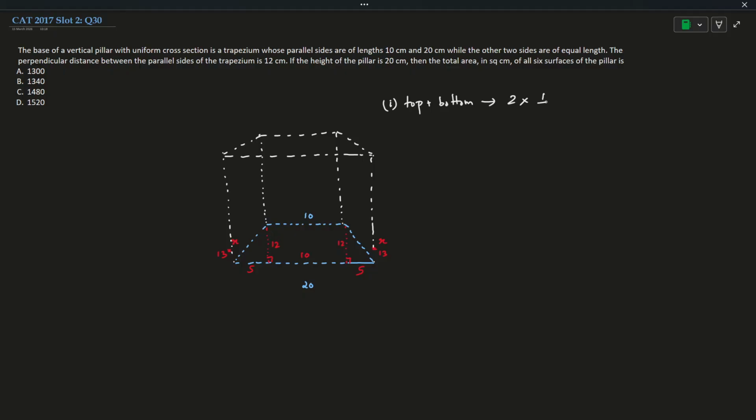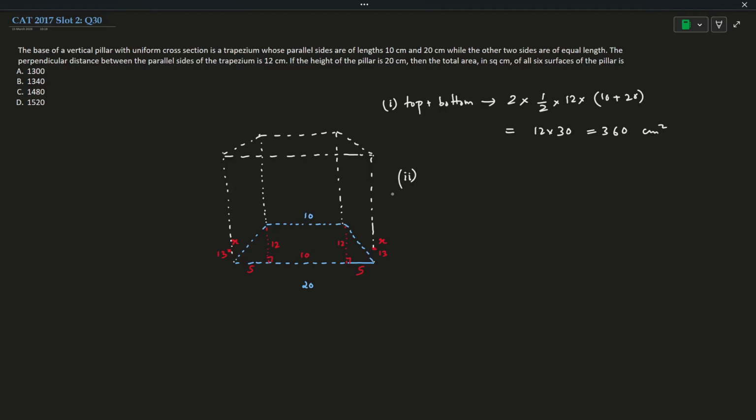What is the area of a trapezium? Half into the height, the perpendicular distance between the parallel sides, which is 12, into the sum of the parallel sides, so 10 plus 20. So this will be 12 into 30, which will give me 360 centimeters square. So I have found out the area of the top surface and the bottom surface.